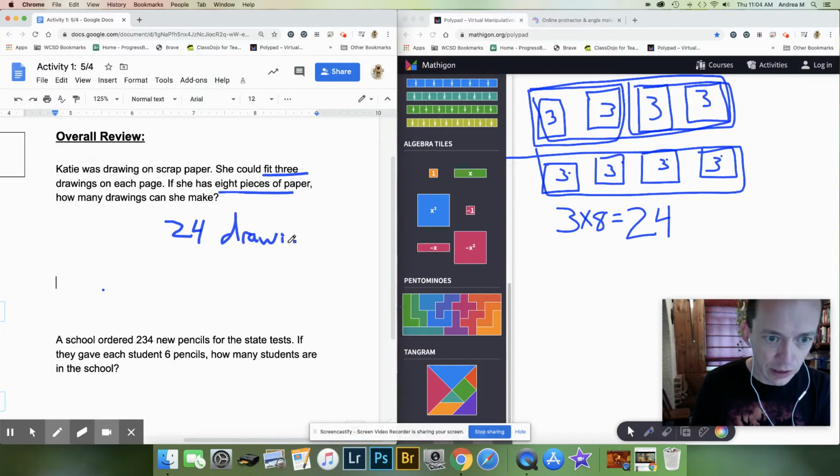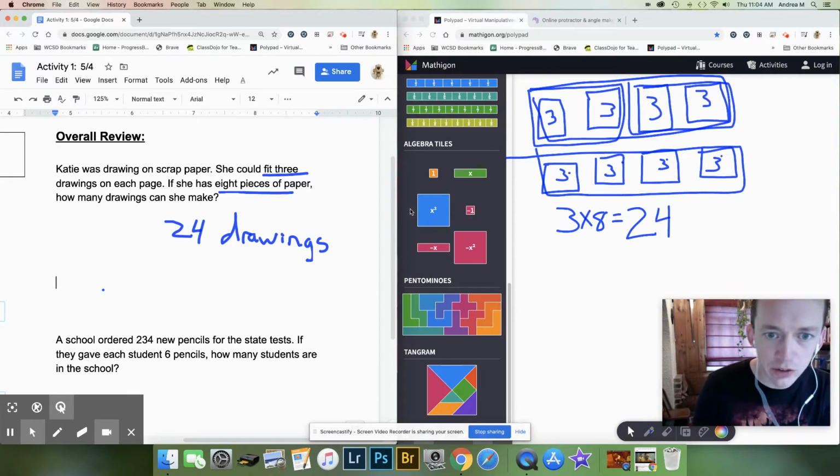And we want to make sure we put a label to that by saying drawings, right? Hopefully your D looks a little bit better than my crazy looking D there.